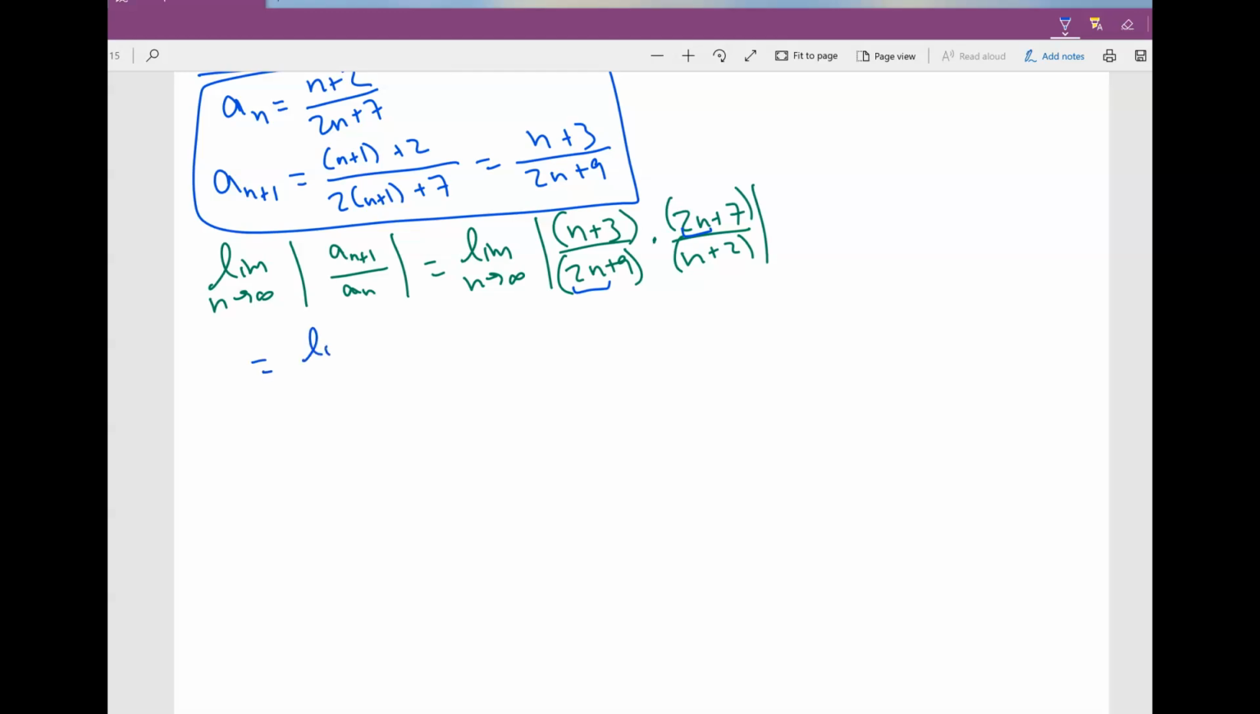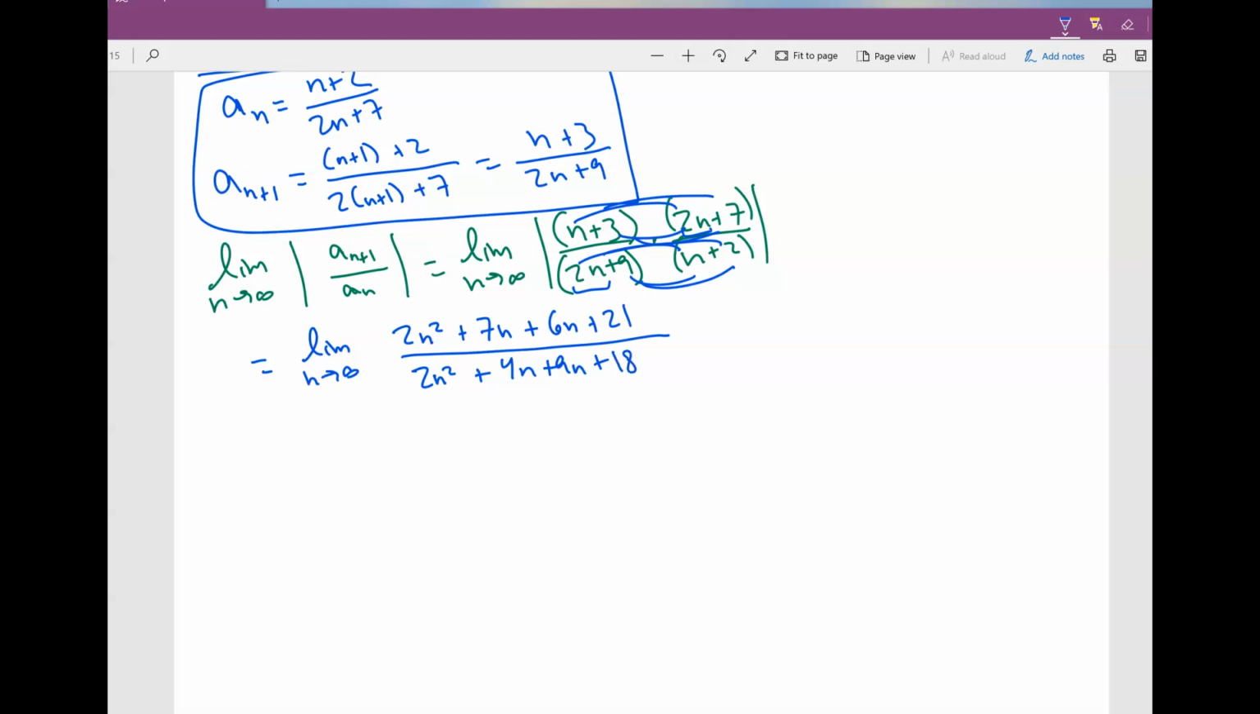Okay, so it's going to give me the limit as n goes to infinity. So I'm going to FOIL this guy out. I'm going to get 2n squared plus 7n plus 6n plus 21 divided by, and I'm going to FOIL this bottom part out too. So you're going to have 2n squared plus 4n plus 9n plus 18. Okay, I think I did that right. 2n squared plus 7n, 6, yes, I think this is correct.